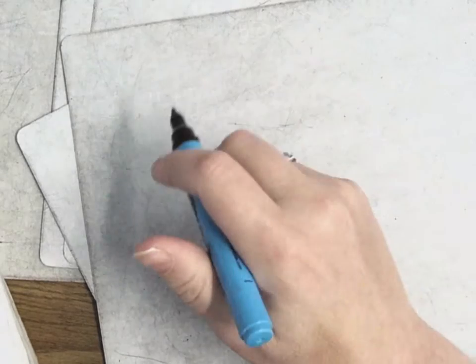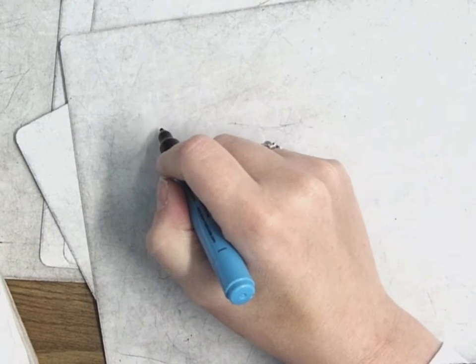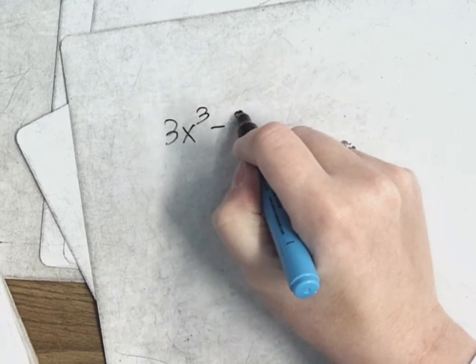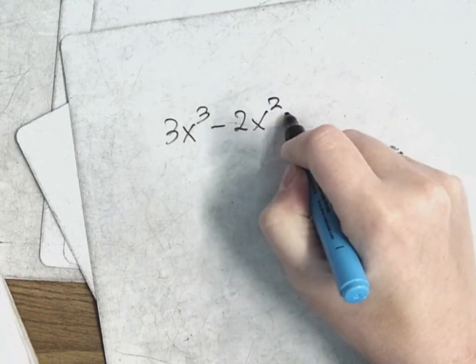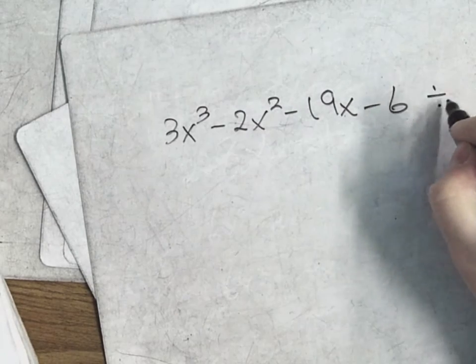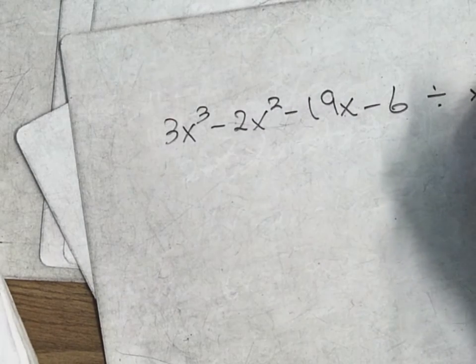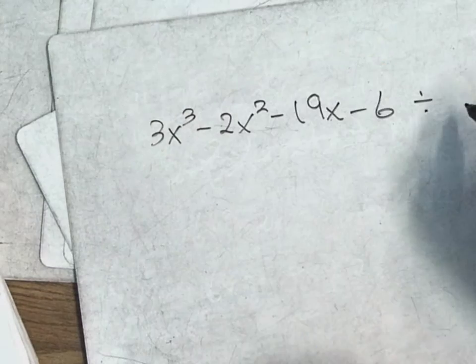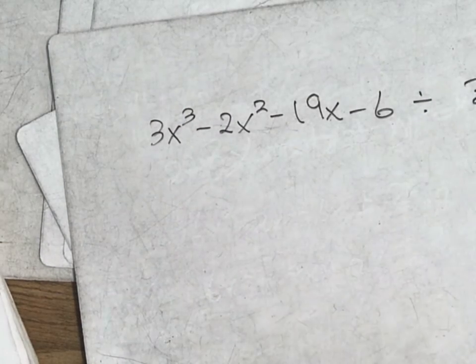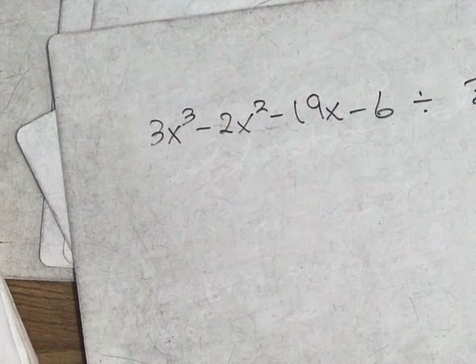So I go straight to a hard one. Right, okay, so I'll go 3x cubed minus 2x squared minus 19x minus 6 divided by 3x plus 1. Okay, I'm going to do it the box way.